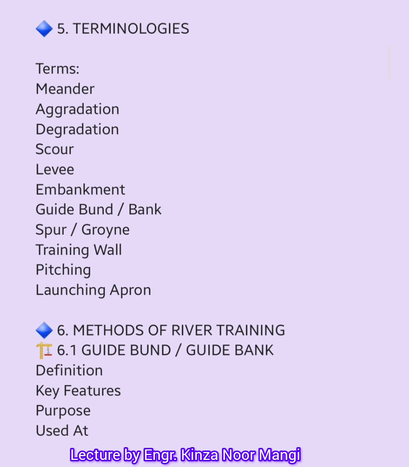The key features of a guide band or guide bank are stone pitching on slopes, a launching apron at the toe, and a curved or straight shape. What is the purpose of this method? The purposes are to direct flow towards the structure and to prevent outflanking during floods. Practically, these are seen in Pakistan at Sukkur Barrage and Guddu Barrage.